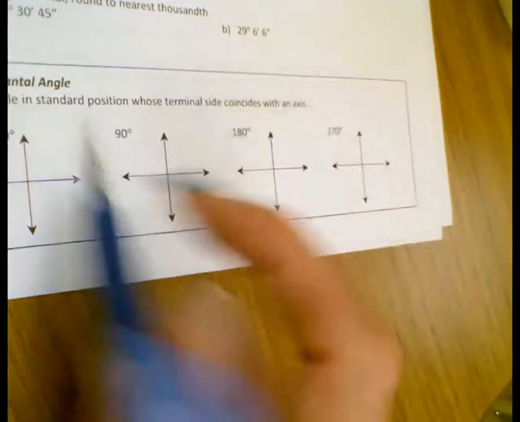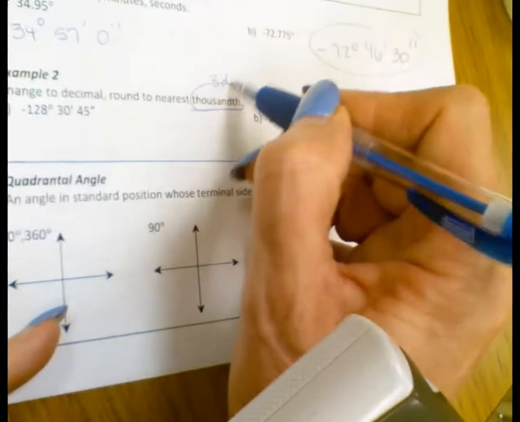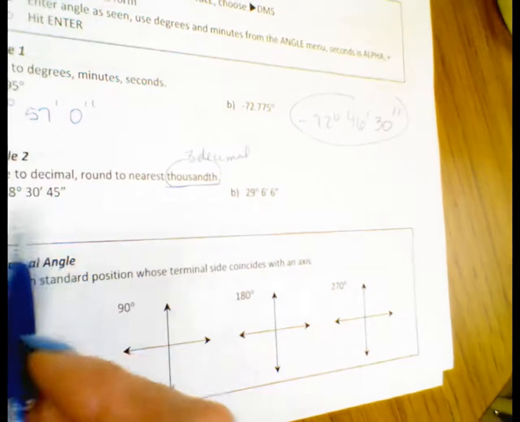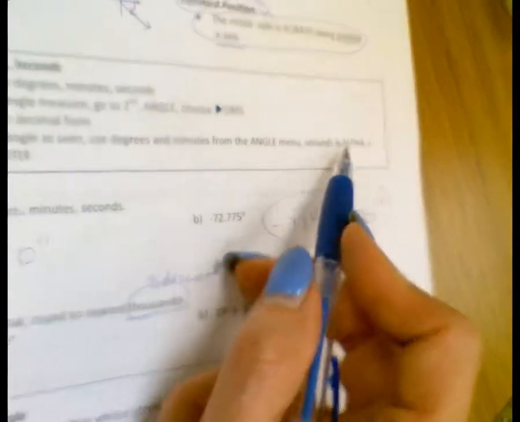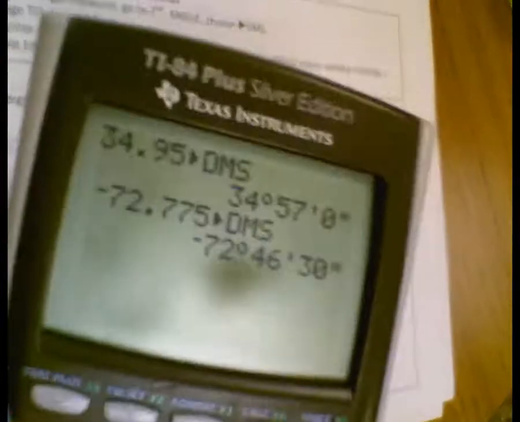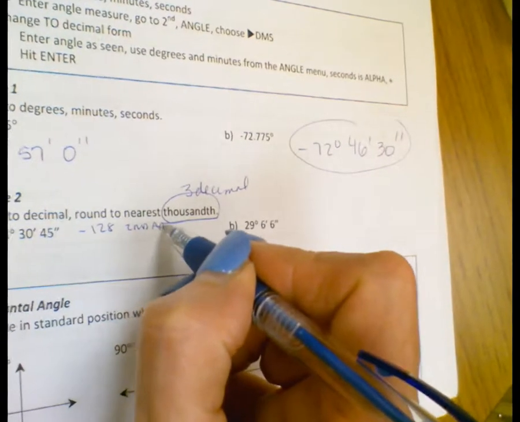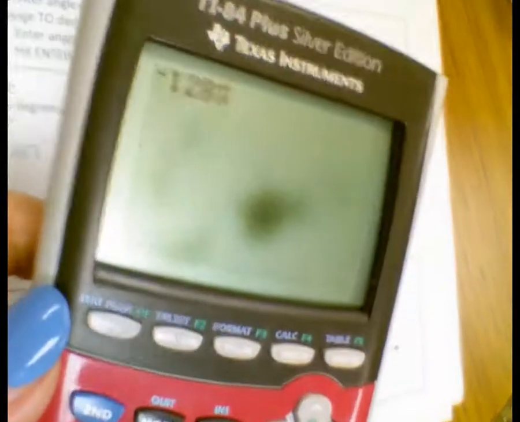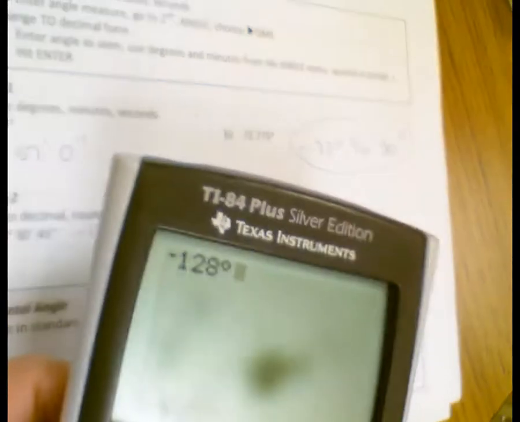Now, what if it's in degrees, minutes, seconds, and we want to change it to the nearest thousandth? That's 3 decimal places. Okay, so if we're going to do that, type all this in. It says right here, enter the angle as seen. Use degrees, minutes from the angle menu, and seconds is alpha plus. So you're going to type in negative 128, and then press second apps 1. Let me clear this out. Negative 128. Second apps. Then see the degree right there, number 1? Press 1. That says negative 128 degrees.